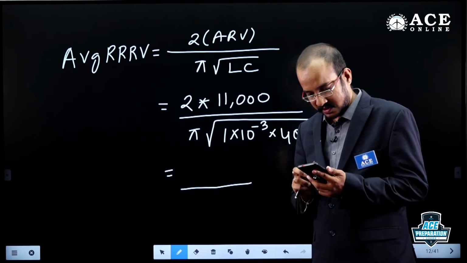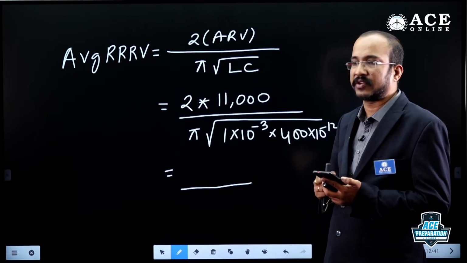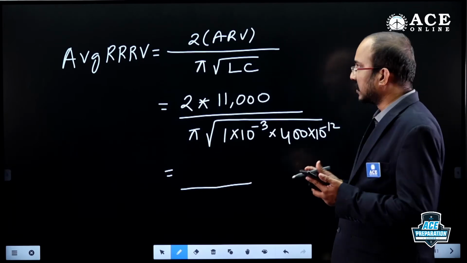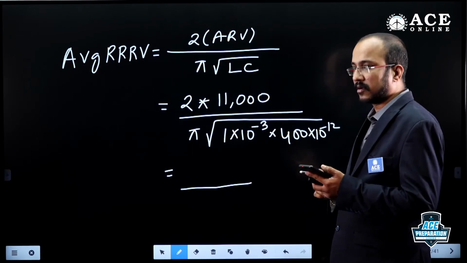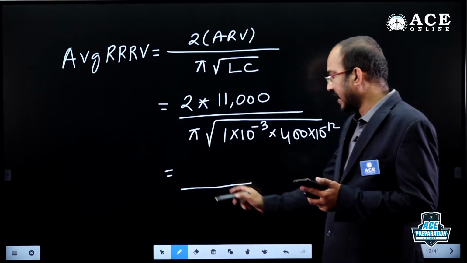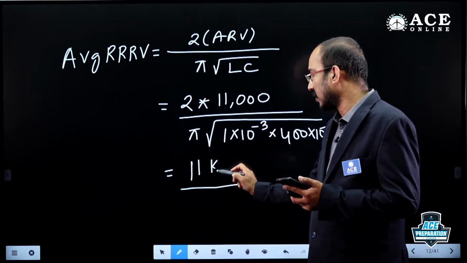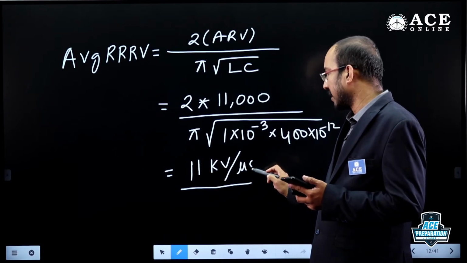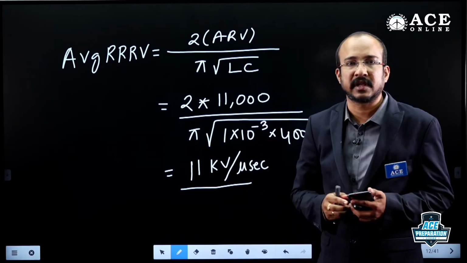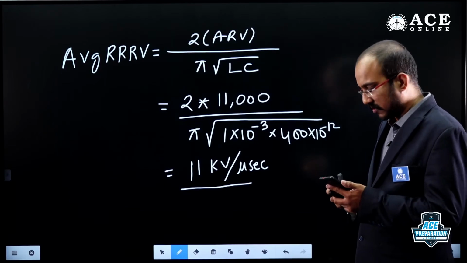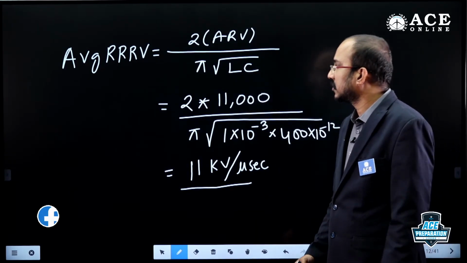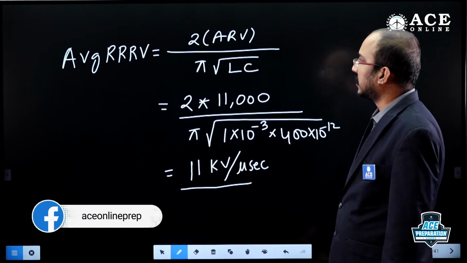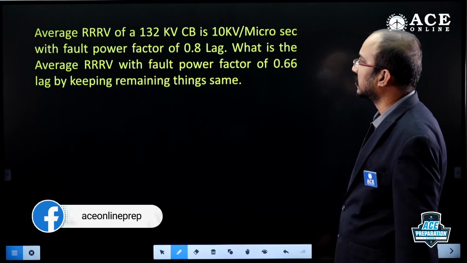Anyone post the answer, sir? What is the average rate of rise of restriking voltage? What do you get? You will be getting it as 11 kilovolt per microsecond. Okay, 11 kilovolt per microsecond. Done. Let us move to the next question.